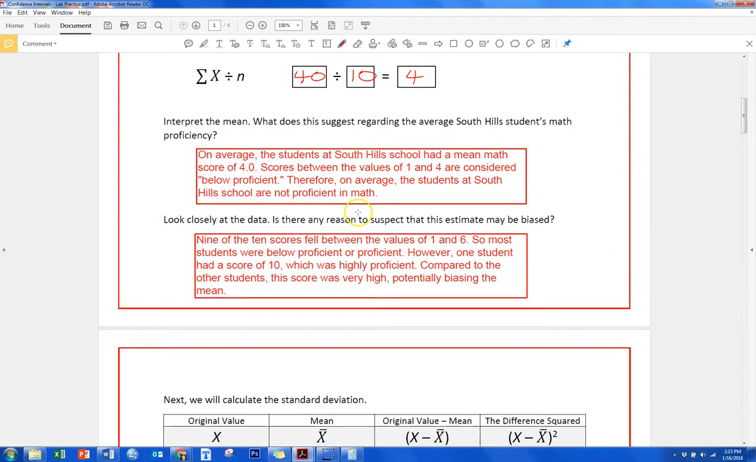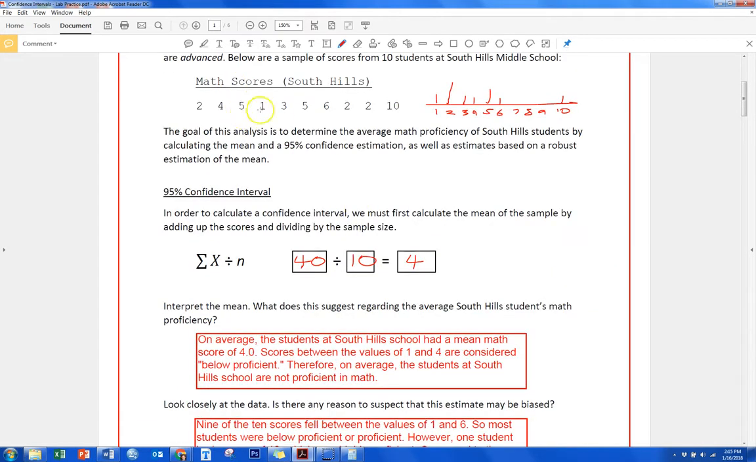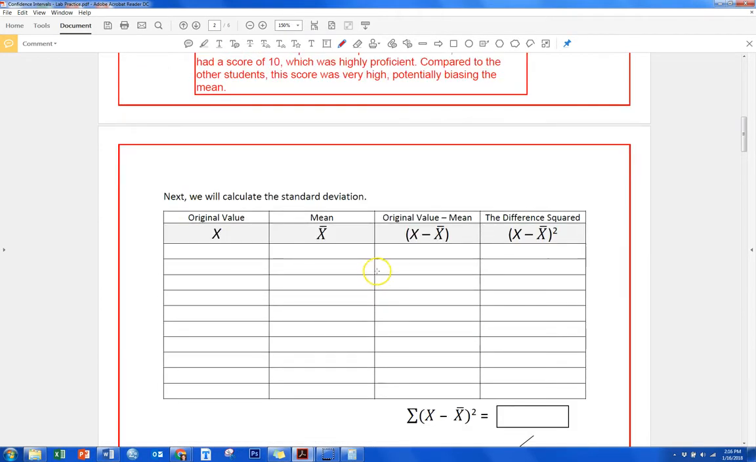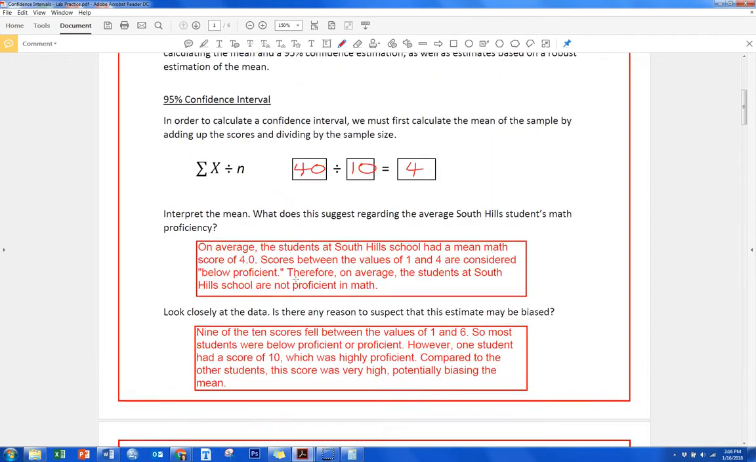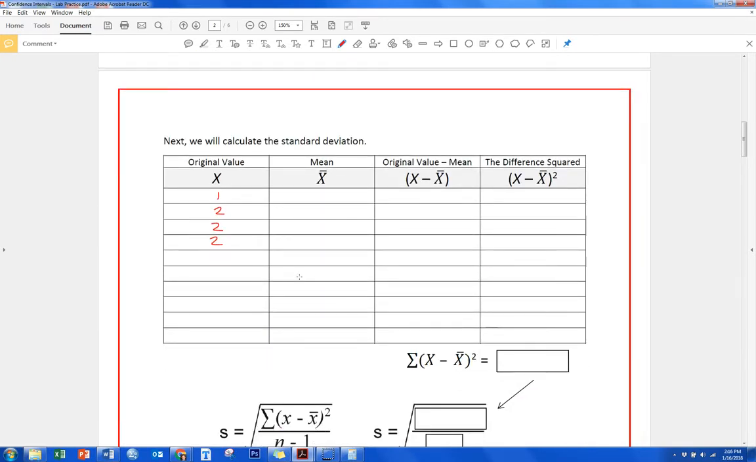We need to put the original values into this box down here. We have a 1 followed by 3 2s, right? So 1, 2, 2, 2. We'll go ahead and start inserting these values down here. So we have 1, 2, 2, 2. All right, then we had a 3, a 4, 2 5s, and a 6. So we had a 3, a 4, a 5, a 5, and a 6. And then remember, it jumped all the way to 10. So these are our original values.